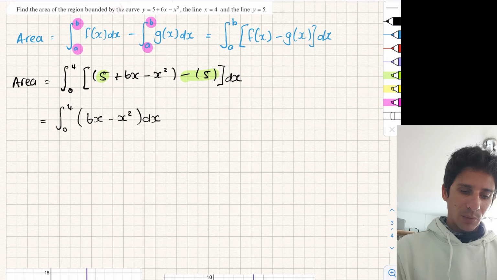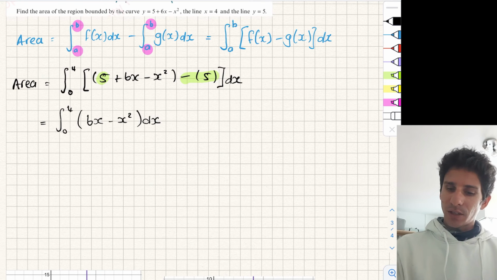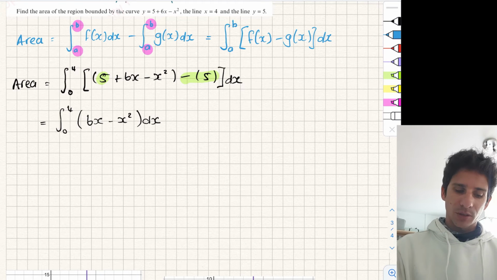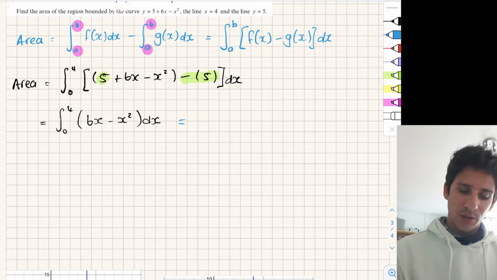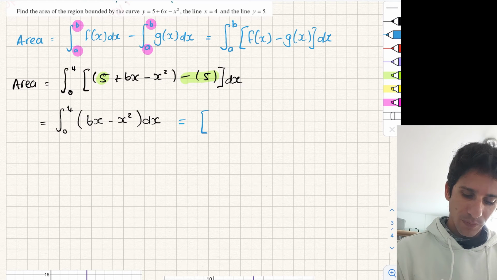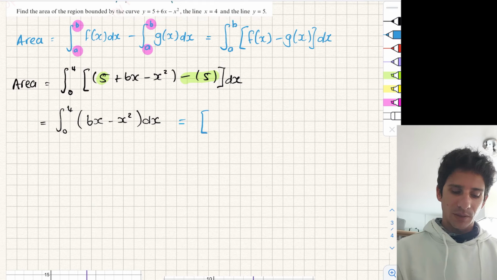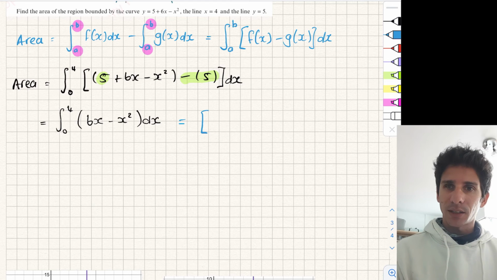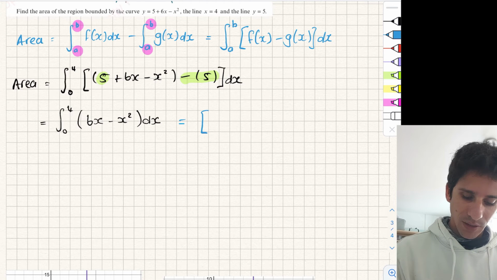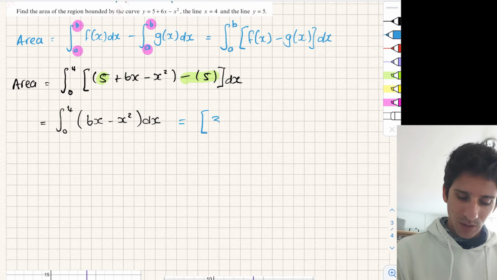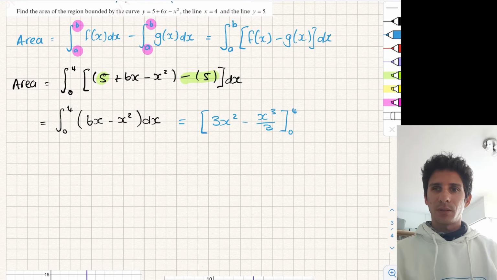Okay, now I'm ready to anti-differentiate. So this is just equal to that primitive. Let's find the primitive. We're going to take 6x, raise it to the power 2, divide by 2, and that's going to leave me with 6 divided by 2, which is 3x squared minus x cubed divided by 3. And I would like the area between 0 and 4.